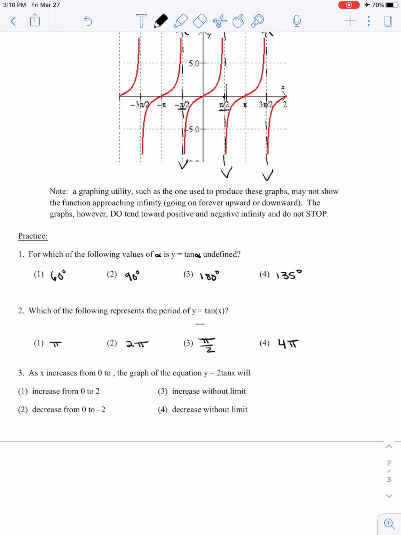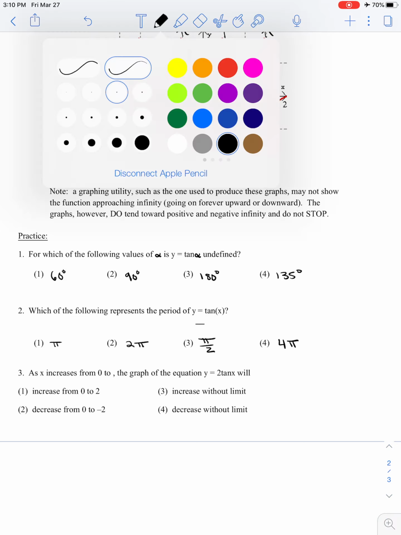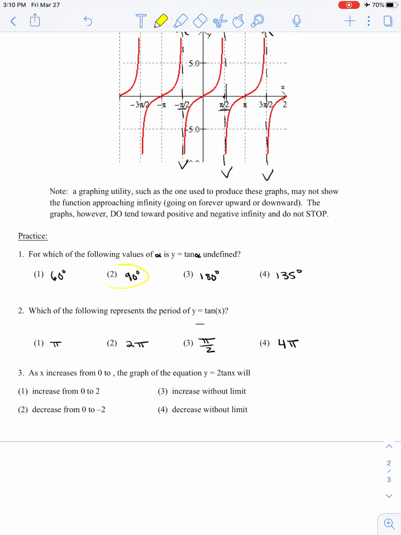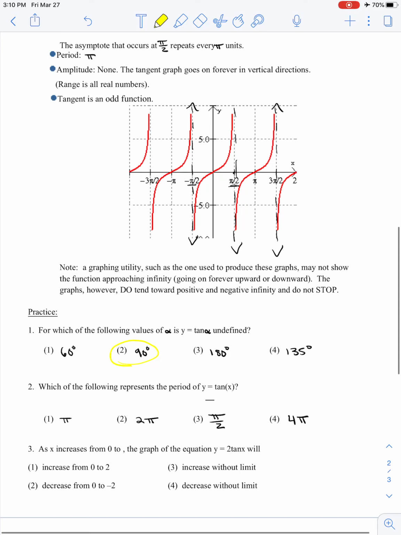Let's take a look at practice question number 1. The correct answer should be choice 2, 90 degrees. Tangent is undefined at 90 degrees. If you go back up to your graph and you look at 90 degrees or pi over 2 radians, you can see there's a vertical asymptote there. So it would be undefined. If you typed into your calculator tan 90, it would give you an error, which means there's an undefined value there.